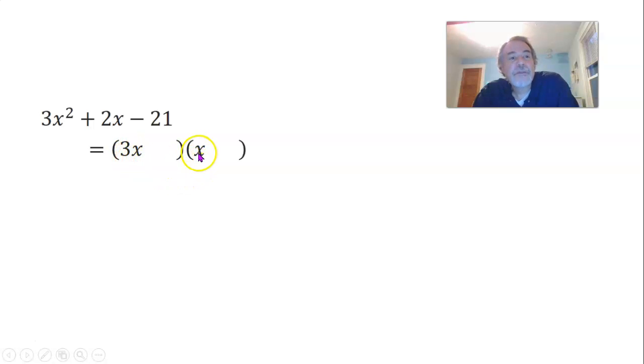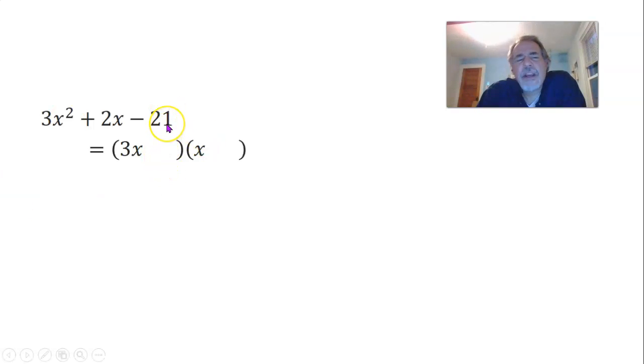So anyway, what do these two factors have to start with? The first terms have to multiply together to give you 3x squared. So you'd have to have a 3x times an x. And then what can they end with? The numbers on the end have to multiply together to give you negative 21. So to multiply up to a negative, you need a positive times a negative. One's plus, one's minus. Whatever I put on the outside will get multiplied by the 3x, and whatever I put on the inside will just get multiplied by the 1x, and then those two things have to combine to give you plus 2x.